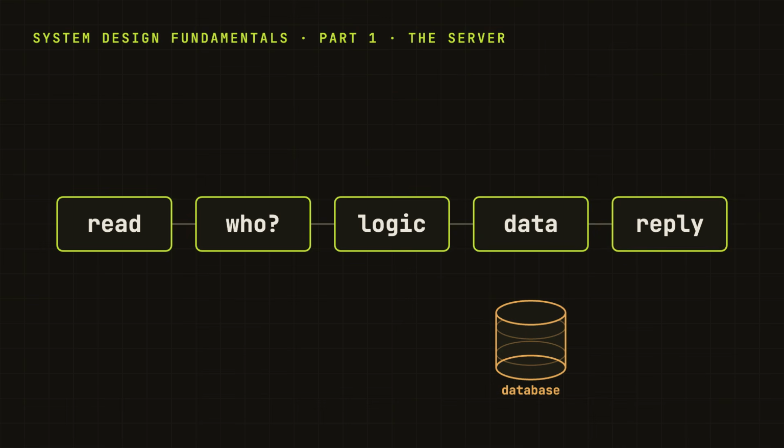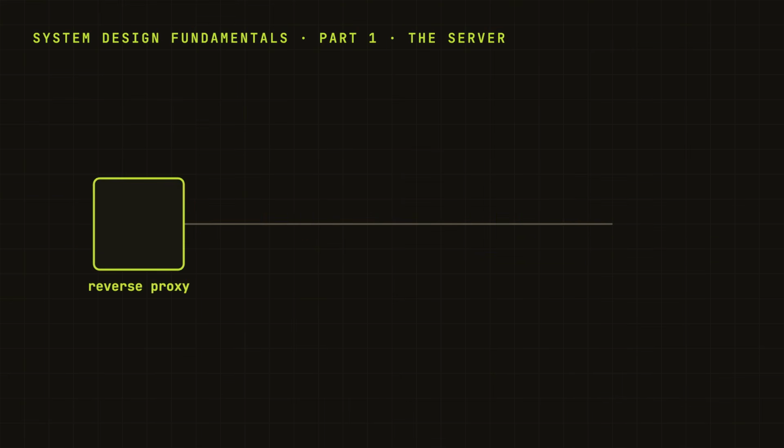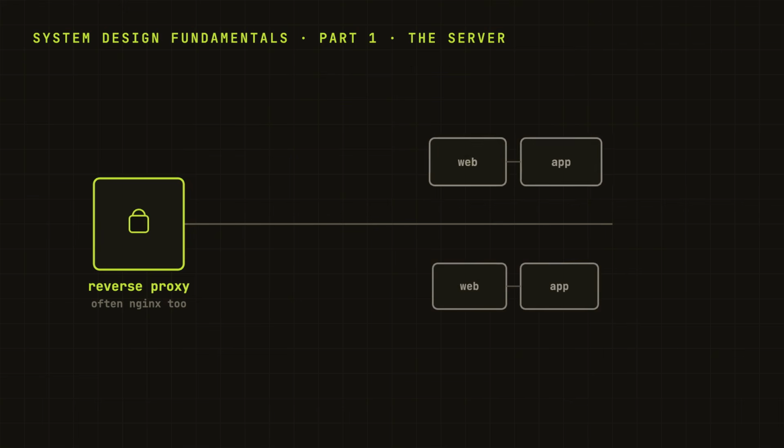And one small piece you will hear about sitting right at the front, a reverse proxy. Think of it as a receptionist for your servers. Every request hits it first, and it can handle the secure connection and decide which server to forward the request to. We will come back to it properly when we scale up.